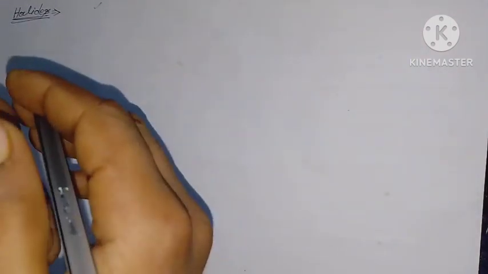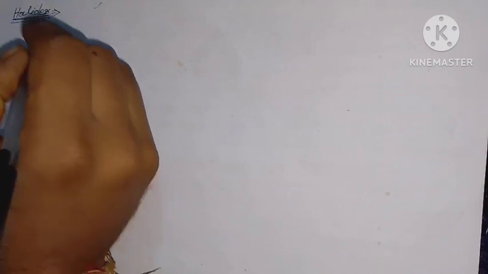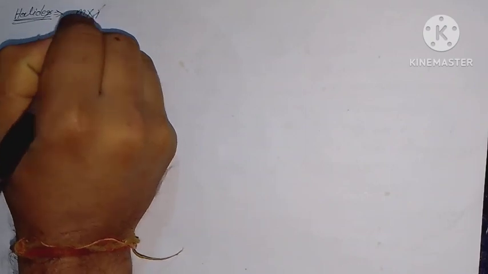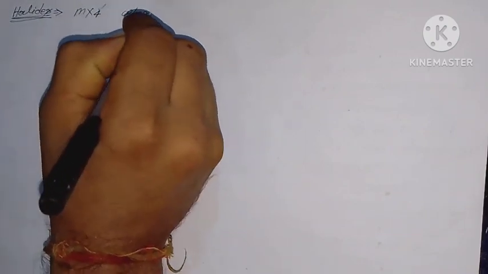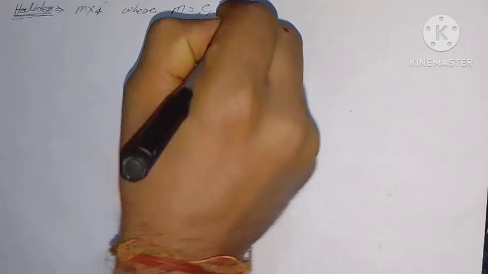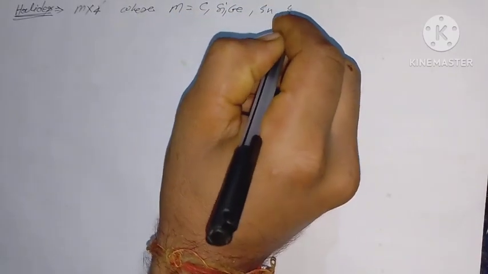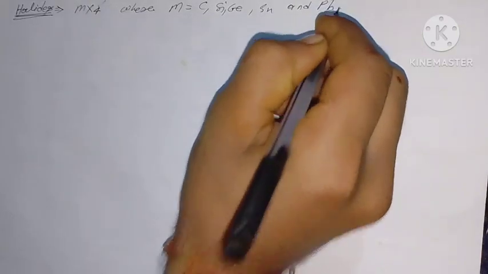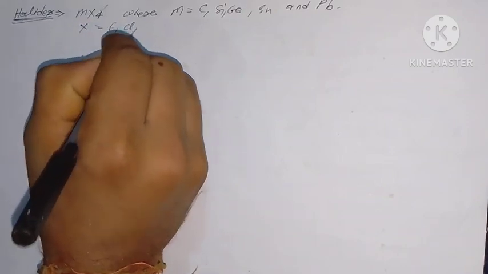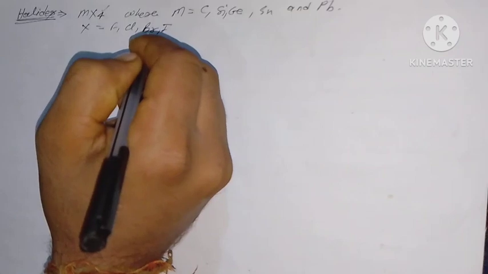Next is highlights. The elements of group 14 form tetrahalides of the type MX4, where M equals carbon, silicon, germanium, tin, and lead, and X equals the halogens: fluorine, chlorine, bromine, iodine.